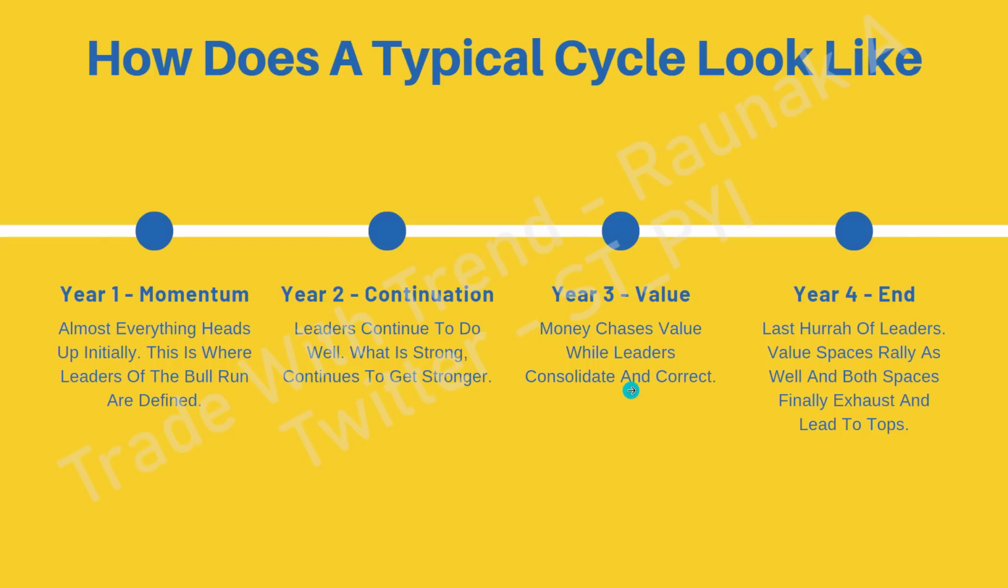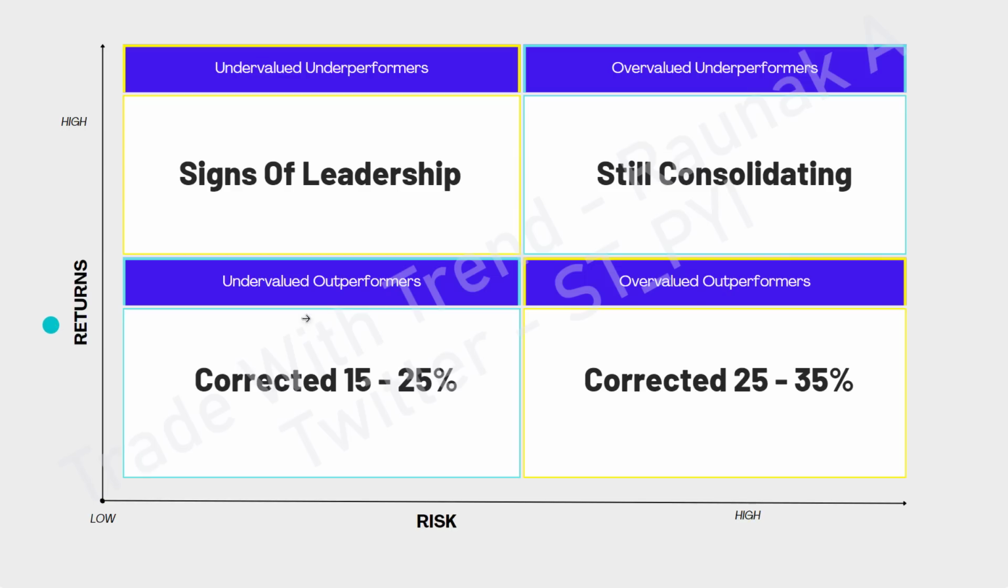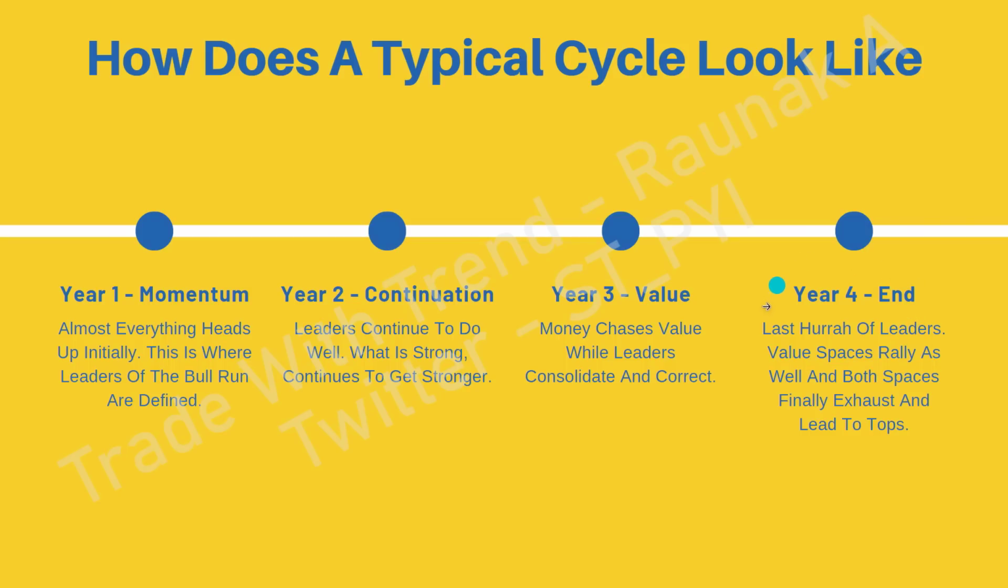And the last phase is where these leaders plus the value buys, which means the leaders and the underperformer, undervalued sectors, get together and form the last phase of the bull run, which is called the last hurrah of leaders. A value space rally as well, and both spaces finally exhaust and bring the top to the market. In this particular phase, please include micro caps, small caps, and those kinds of things also. I hope this particular part is clear.